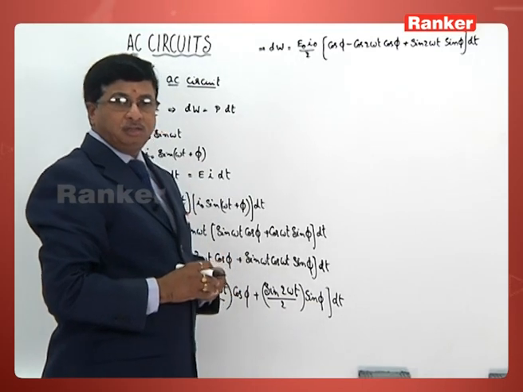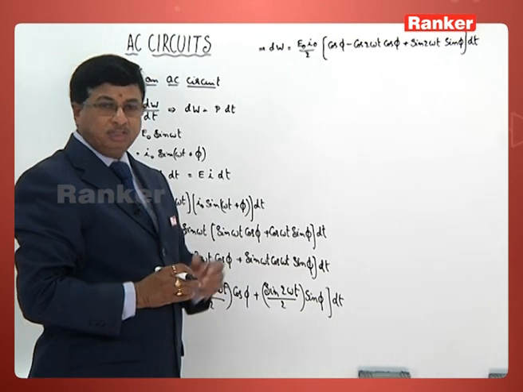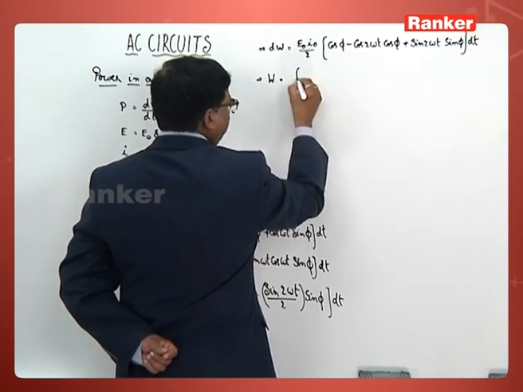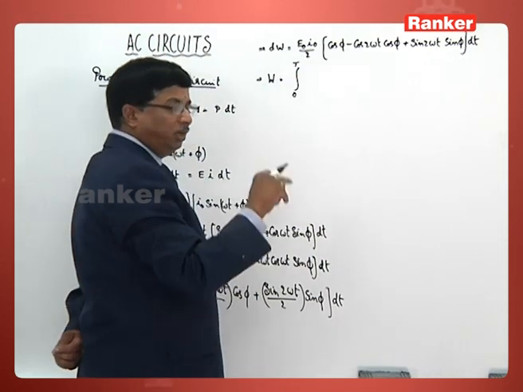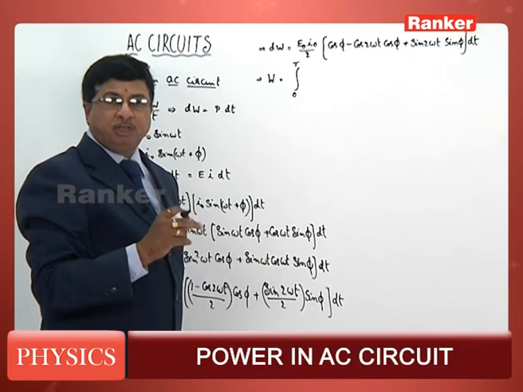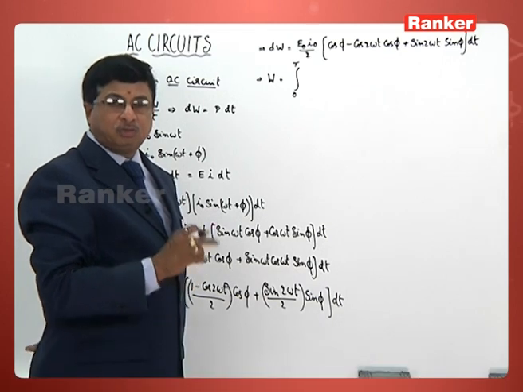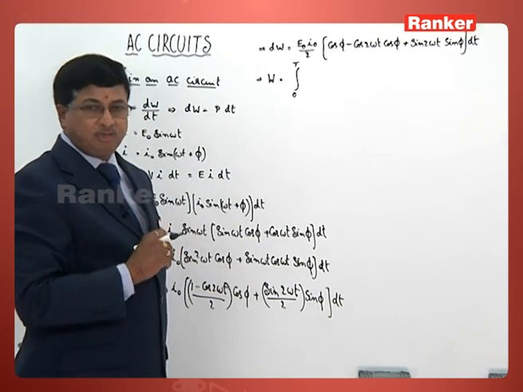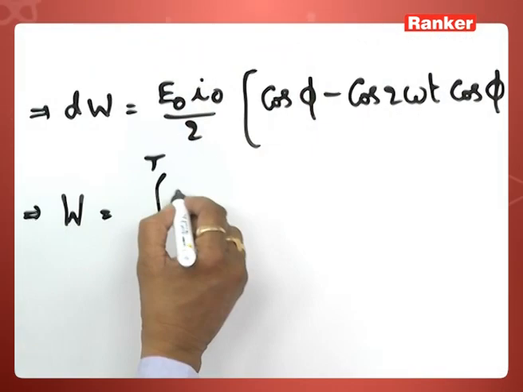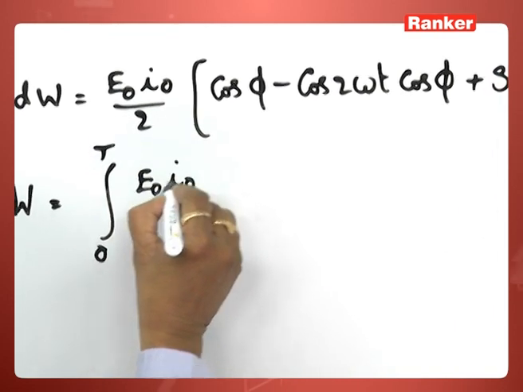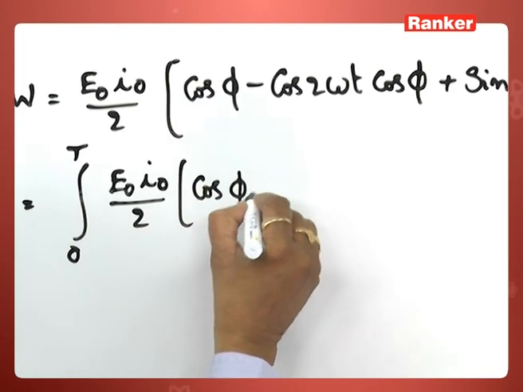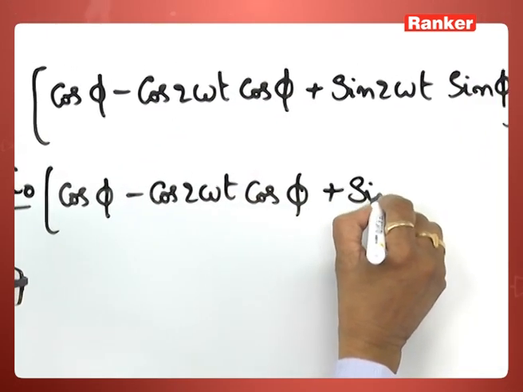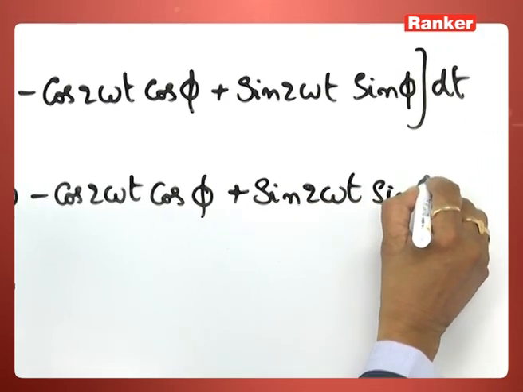But when we want the net work that has been done in the system, we should integrate this. So W now is equal to the integral from 0 to T. One complete wave we are considering. The time period of one complete wave is going to be capital T, so that capital T we are taking as the upper limit here. Between the limits 0 to T, we just have to integrate this total: integral 0 to T of E naught I naught by 2 into cos phi minus cos 2 omega t cos phi plus sin 2 omega t sin phi dt.